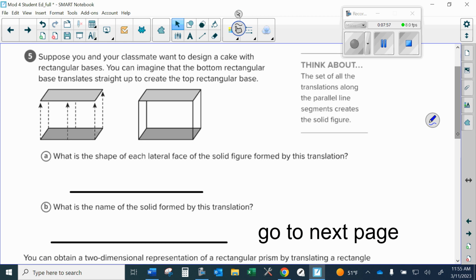What's the shape of each lateral face of the solid figure formed by this translation? So now you're seeing how it was a translation that we answered before. What's the shape of each lateral face again on every one? Anytime it's a prism, it's a rectangle. In fact, even if it's a cylinder, it's a rectangle. Cut out the circle piece and flatten it out, it becomes a rectangle as well. What's the name of the solid formed by this? That'd be a rectangular prism.